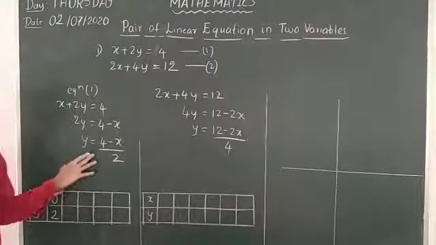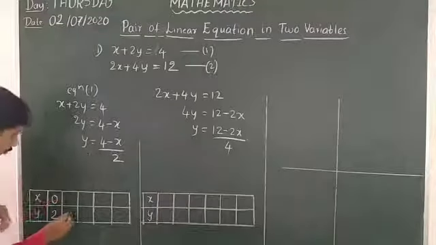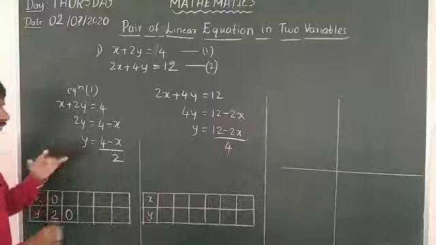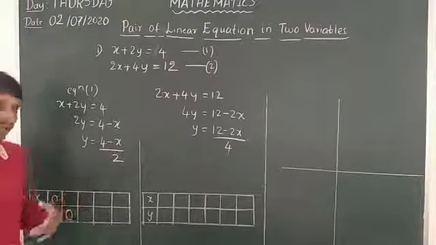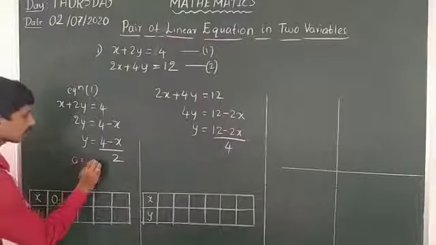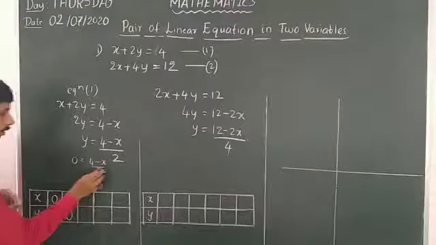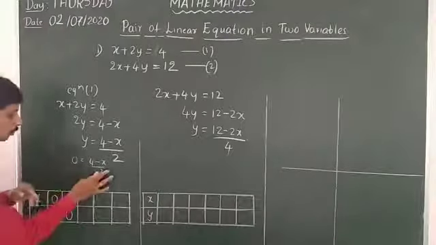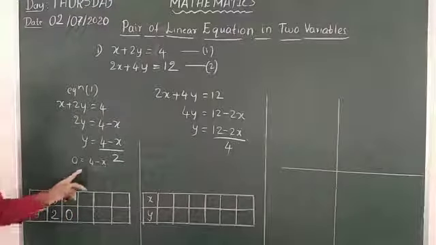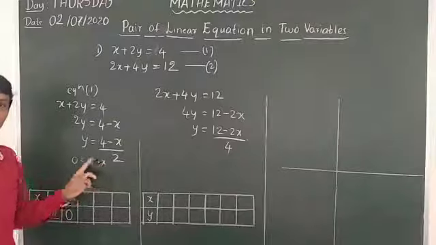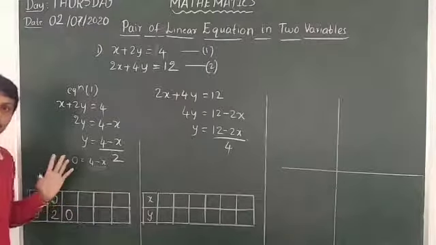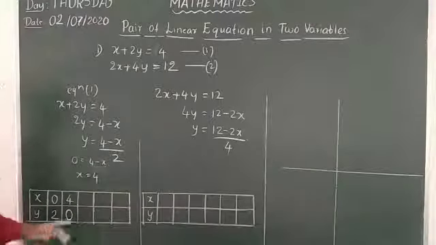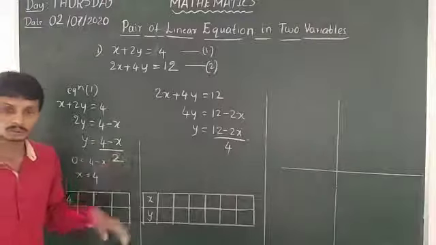Again I have to consider the value of y is equal to 0. So consider y is equal to 0 here. In rough we can make that calculation. So y is equal to 0 means (4 minus x) by 2 is equal to 0. So I will transpose this 2 to the RHS side. Then I will transpose this minus x to the LHS side. That means it becomes plus x. So x is equal to 4 here. When we take x is equal to 4, then the value of y is equal to 0 here.